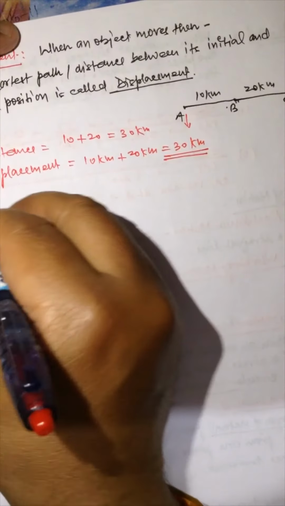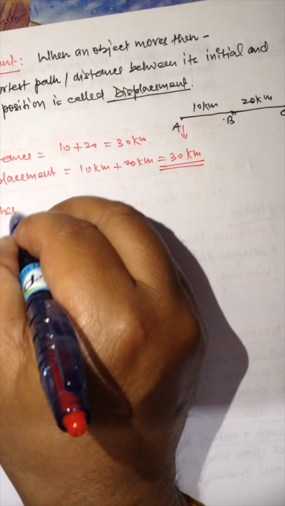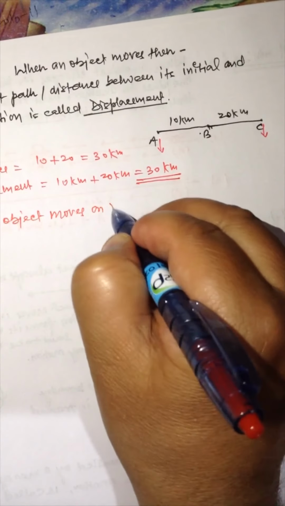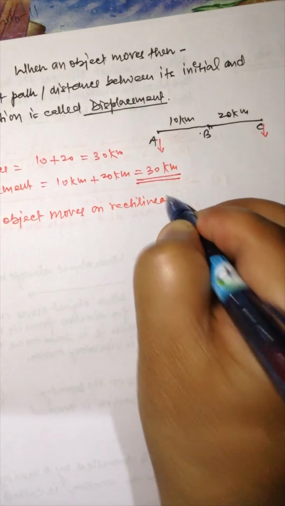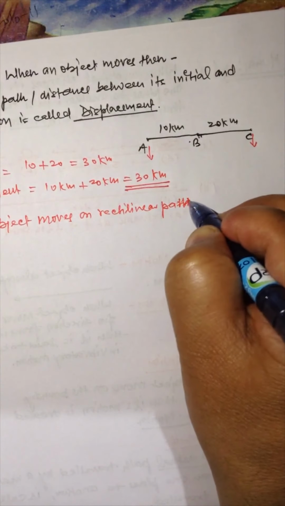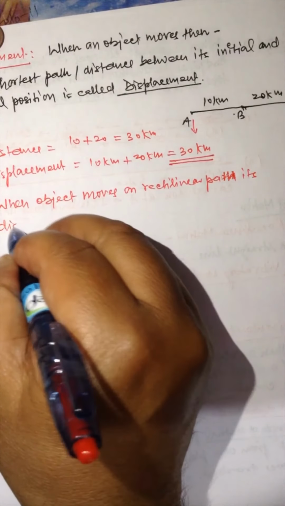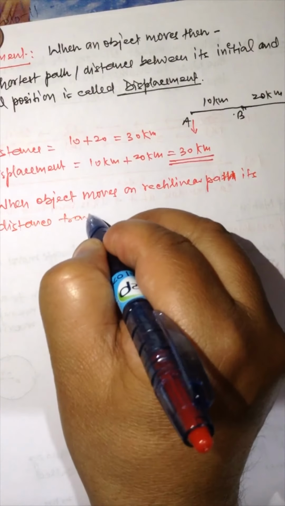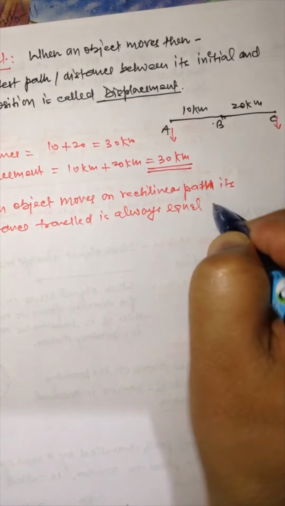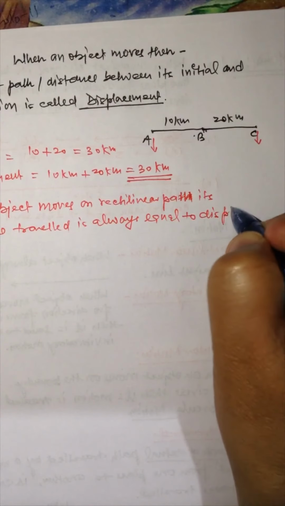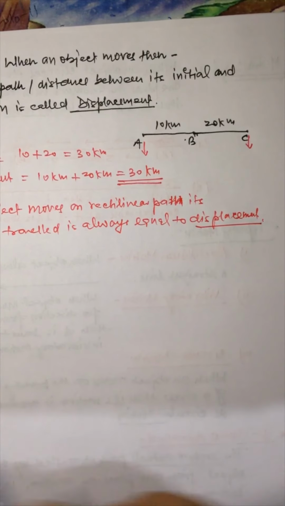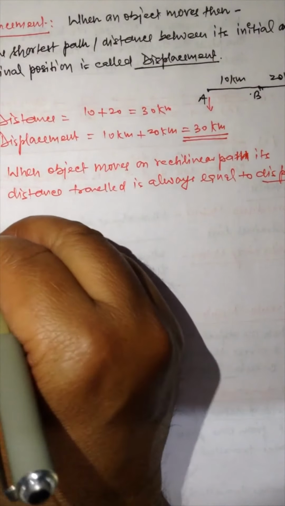इसका ये मतलब हुआ छोटा सा, ध्यान से समझेंगे कि when object moves on rectilinear path, यानी स्ट्रेट लाइन पाथ है ना, its distance traveled is always equals to displacement. Okay, displacement means the initial और final position के बीच की direct distance. बट ऐसा हमेशा तो होता नहीं. एक एग्जांपल और ले लेंगे हम.